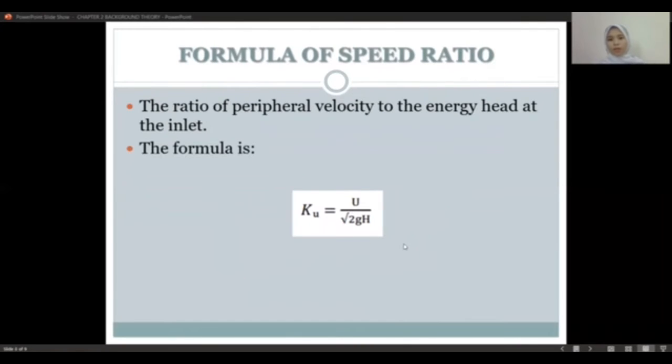Next, the formula of speed ratio. The ratio of peripheral velocity to the energy at the inlet. So the formula is K equals U over the square root of 2gH.